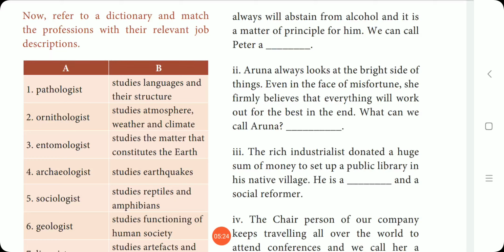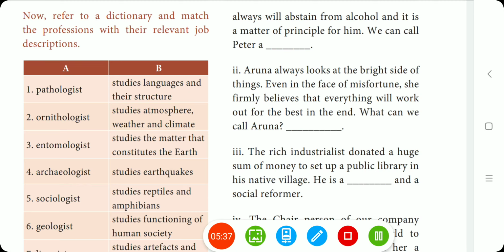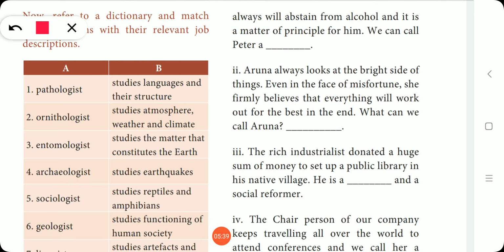Aruna always looks at the bright side of things. Even in the face of misfortune, she firmly believes that everything will work out for the best in the end. What can we call Aruna? We can call Aruna an optimist. What does optimist mean? A person who looks at the positive side, who has a positive attitude. We call them optimist.